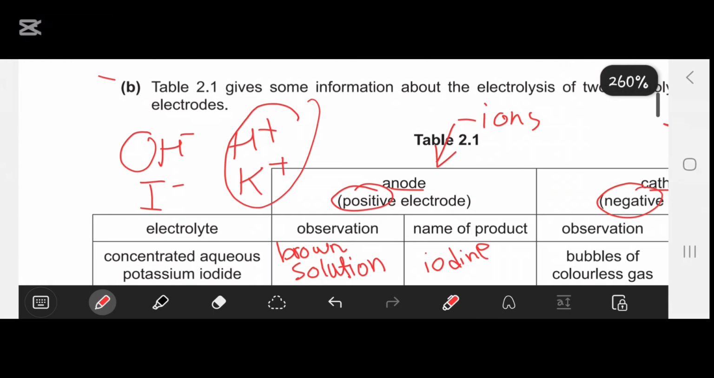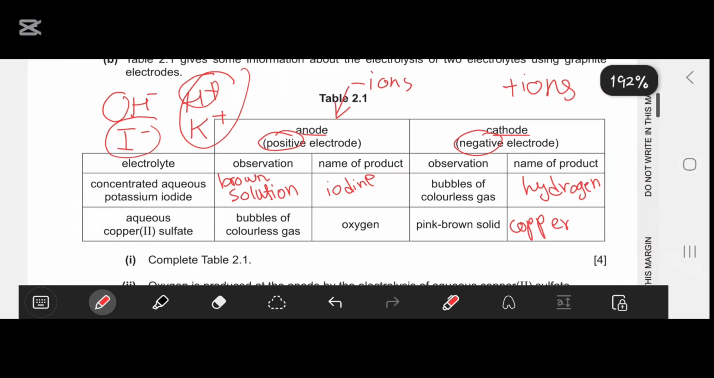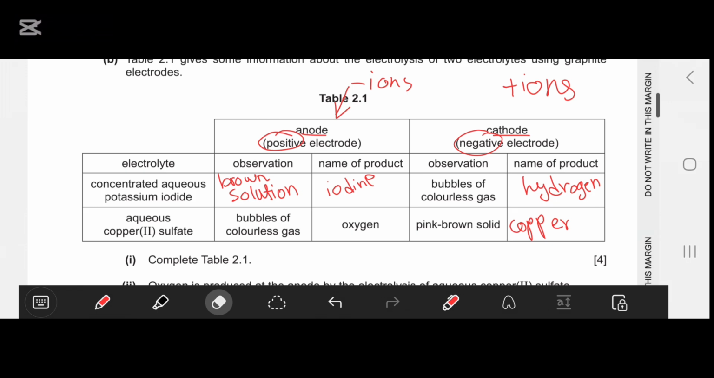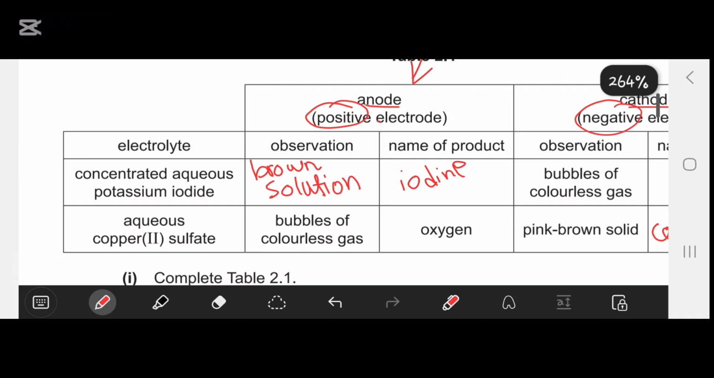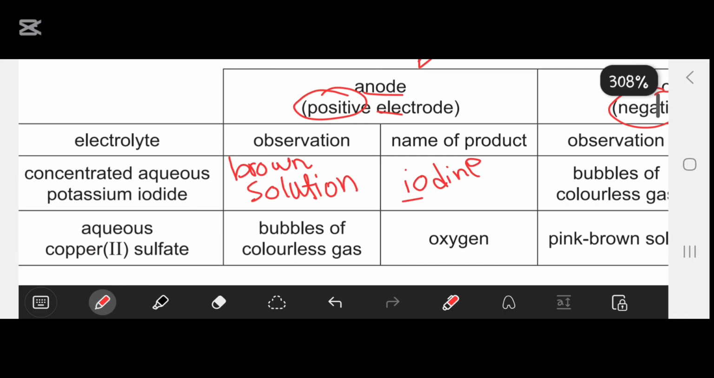First of all, this will be the cathode side. The cathode takes the least reactive, so we will take hydrogen. The anode takes the most concentrated, so it will be the iodide. We need to remember the rules of the anode and the cathode in electrolysis. We also need to remember this observation. At the anode, we took the iodine, not the iodide, because iodide is the ion, iodine is the element.